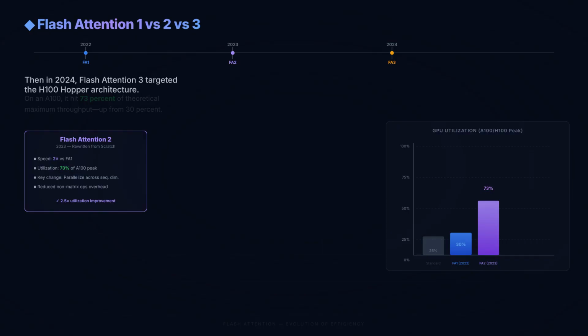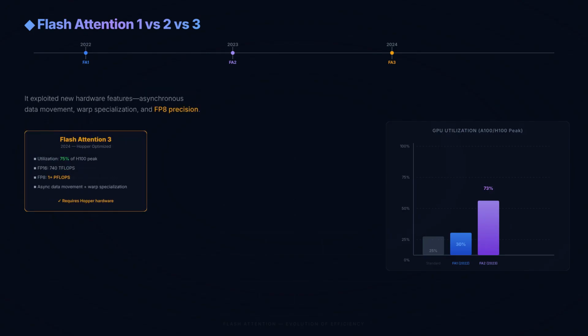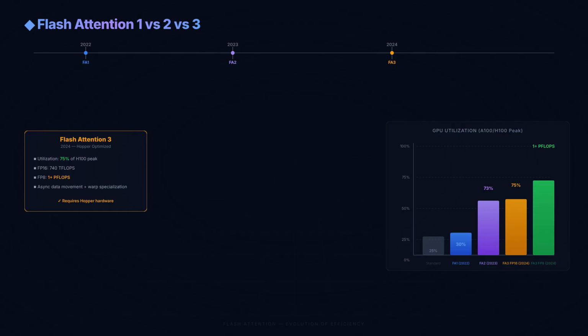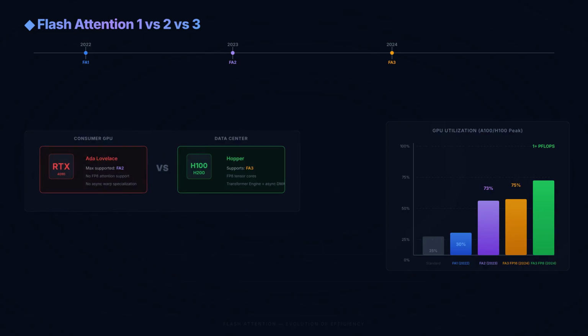Then in 2024, Flash Attention 3 targeted the H100 Hopper architecture. It exploited new hardware features: asynchronous data movement, warp specialization, and FP8 precision. On Hopper GPUs, it hit 75% utilization at 740 teraflops, and over a petaflop with FP8. But here's the catch for local users: FA3 requires Hopper hardware. That means H100s and H200s. Your RTX 4090 is Ada Lovelace, FA2 is the best you'll get.